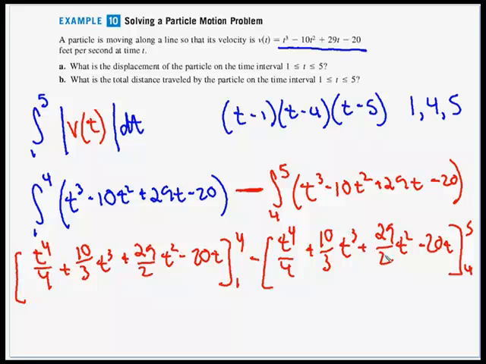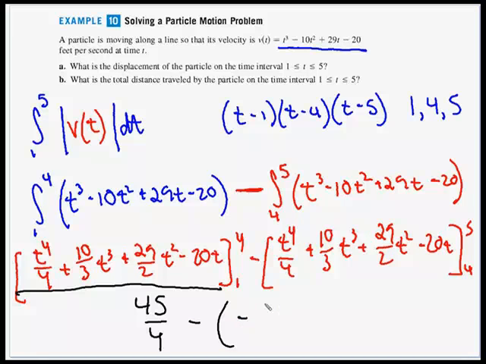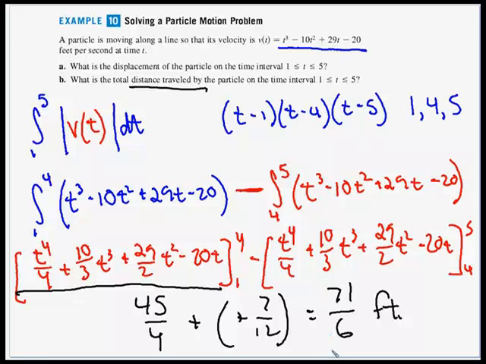There's going to be a lot of computational work going into here, and when it all boils down, in our first set of brackets, we're going to get 45/4 minus, and like we expected, the value in the second set of brackets will be negative, negative 7/12. So we'll add the opposite, get a common denominator, combine our terms, and we're going to get 71/6 feet. Total distance traveled by the particle: 71 divided by 6 feet.